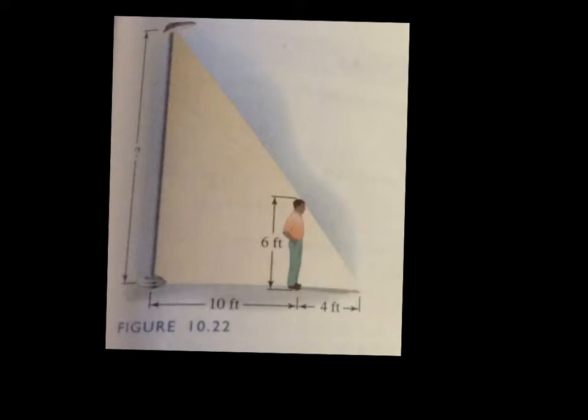Okay, this is example 4. So, problem solving using similar triangles. And this is the figure that you're given in the book. And the problem states a man who is 6 feet tall, right? Here's the man, 6 feet tall, is standing 10 feet from the base of a lamppost.